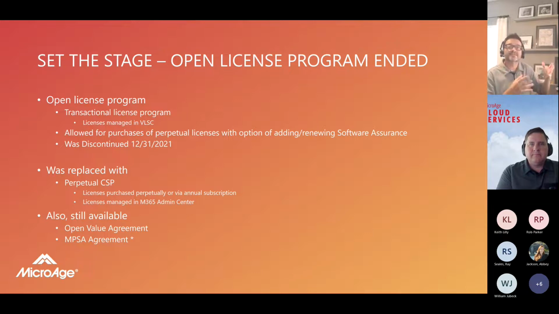Okay. Now that was recently replaced under the CSP program. It's called Perpetual CSP. And these are licenses that can be purchased perpetually or via subscription. And it is now viewed in the Microsoft 365 Admin Center as opposed to the VLSC. So you can already sense that things are starting to veer towards the Admin Center and encouraging customers to live in that place as far as license management is concerned. Now, what's still available is the Open Value Agreement, and there's also the MPSA agreement. We're not going to talk too much about the MPSA agreement today.